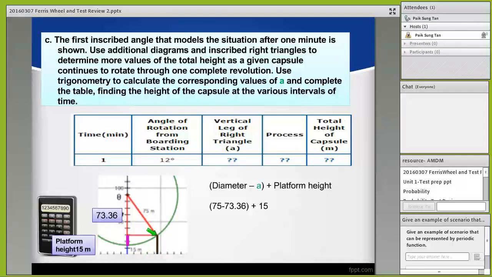is what label here, which is how tall is my capsule from the ground. Okay, so diameter subtract A plus platform height, then you will get your total height from the ground. $16.64.